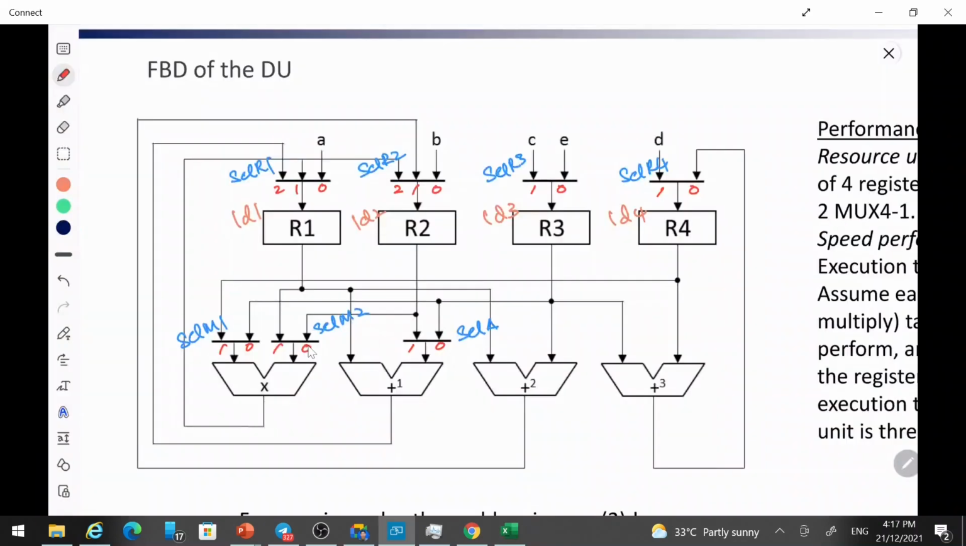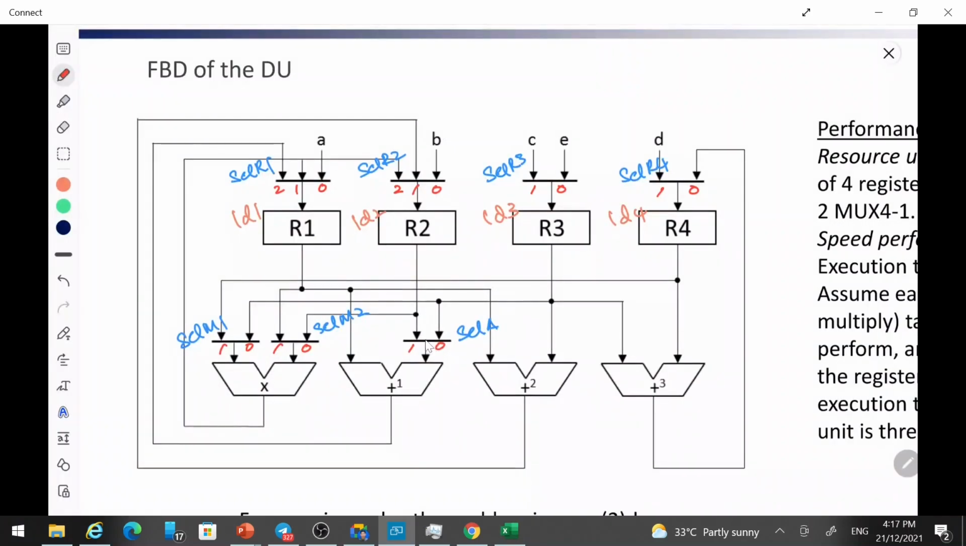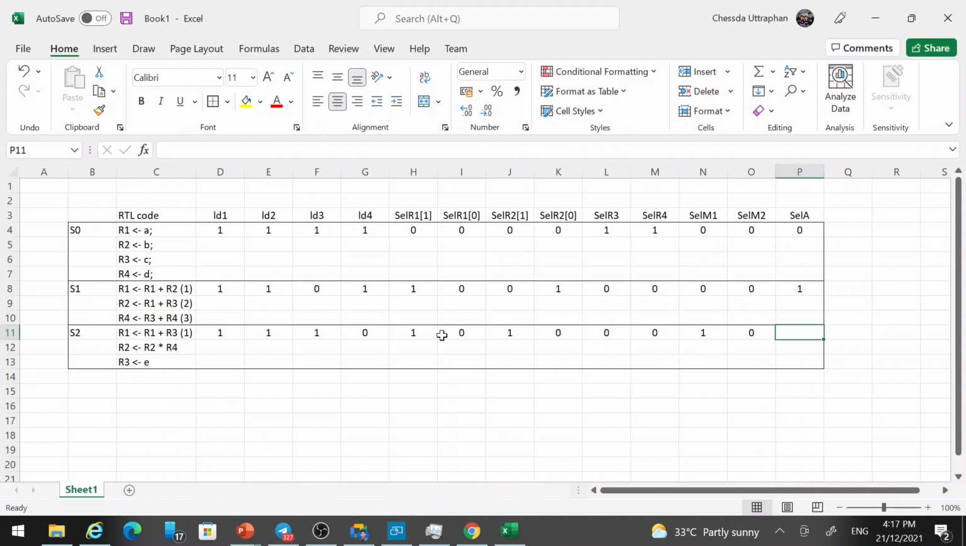And what about select A? Select A is here. We don't want to use anything for this. We used here R1 plus R3. Where is R3? So this one. So SELA should be 0. All right. Now we have the last one. And I should copy this.